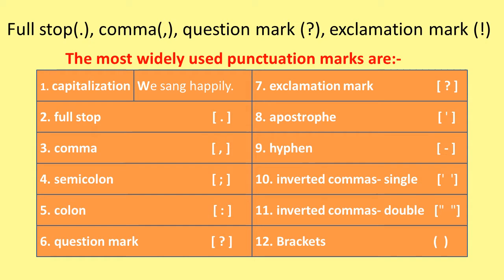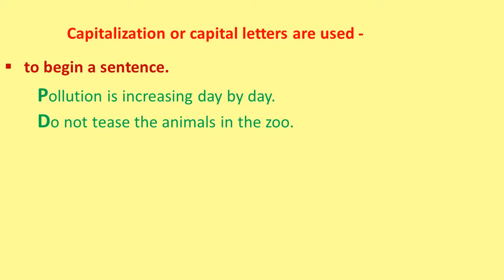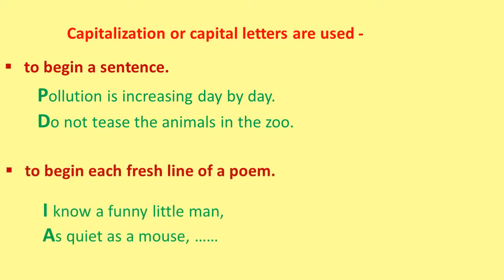Now, let us begin with capital letters. The first word of a sentence begins with a capital letter. For example, pollution is increasing day by day. Or the other sentence says, do not tease the animals in the zoo. Then, every new line of a poem usually begins with a capital letter. For example, I know a funny little man as quiet as a mouse. In short, to begin each fresh line of a poem, we use a capital letter.